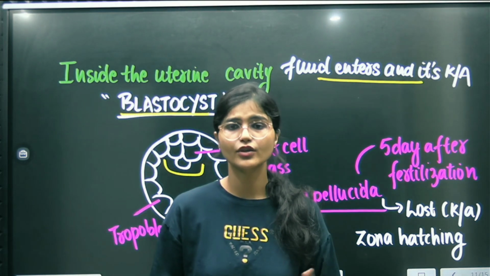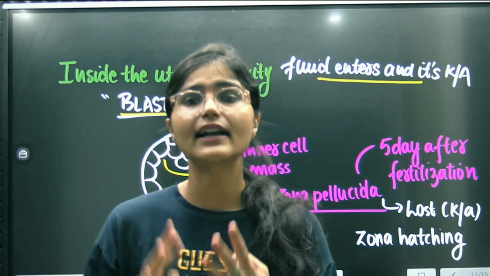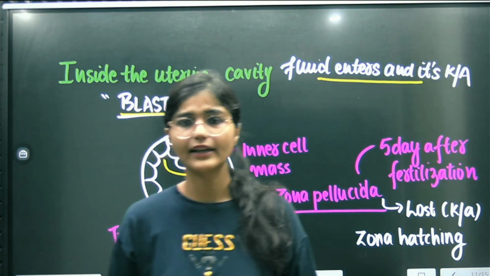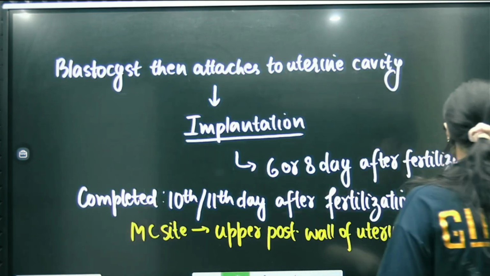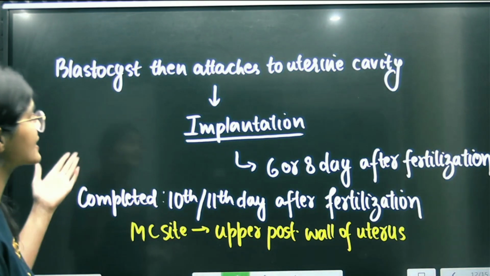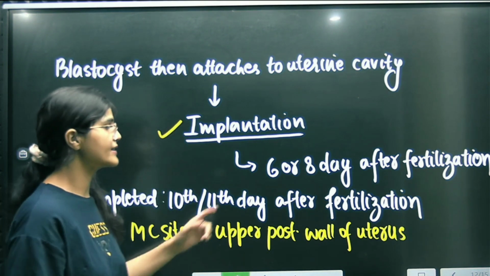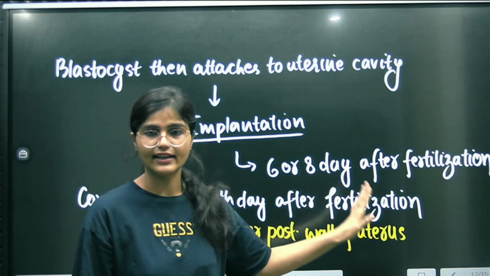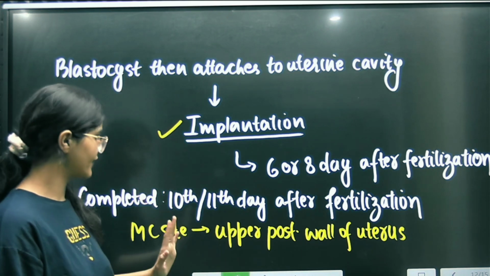सबसे पहले fertilization हुई, 2 cell, 4 cell, 8 cell and 16 cell products बने. Right? Then what happens? The blastocyst then attaches itself to the uterine cavity. This process is called as implantation. It is occurring 6 to 8 days after the fertilization. Right? Completed on the 10th or 11th day after the fertilization.